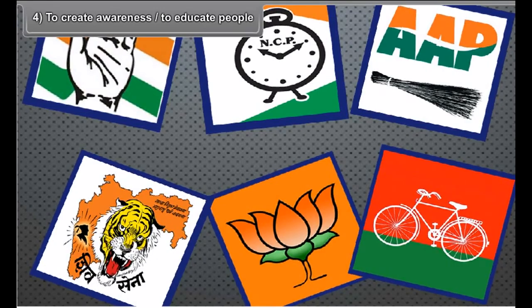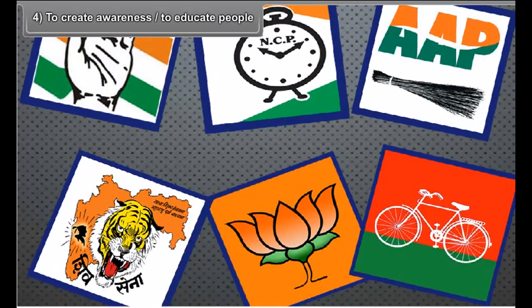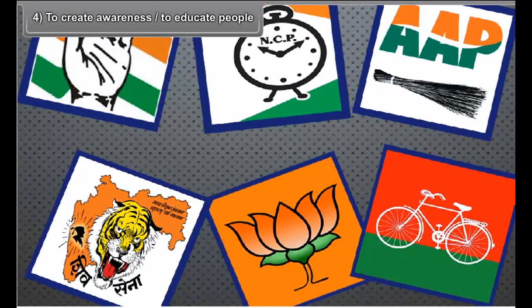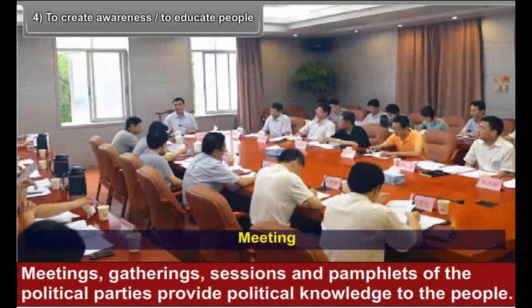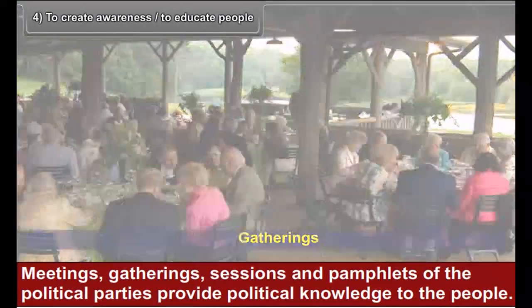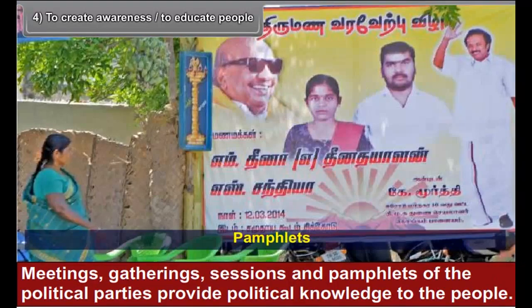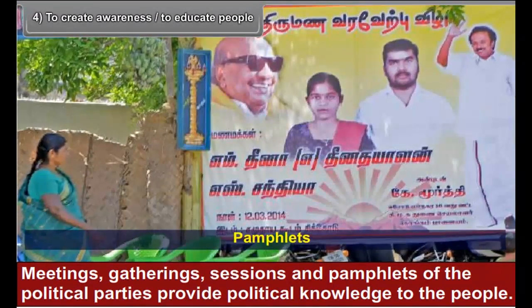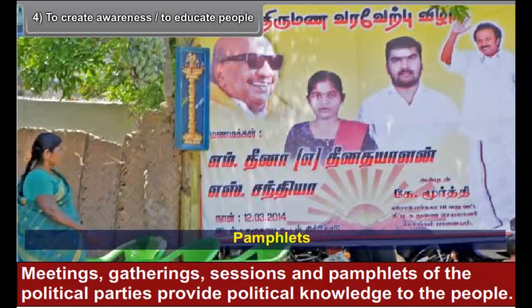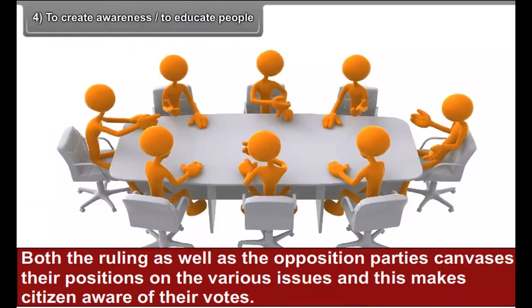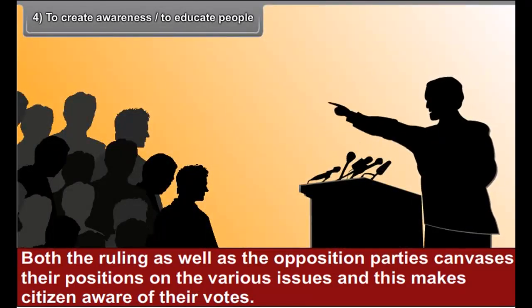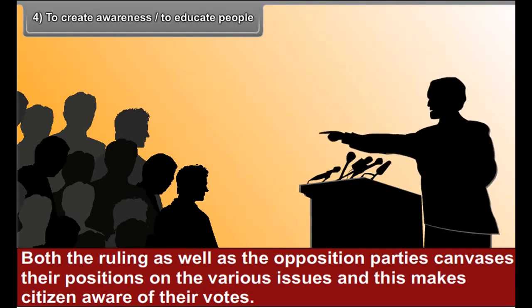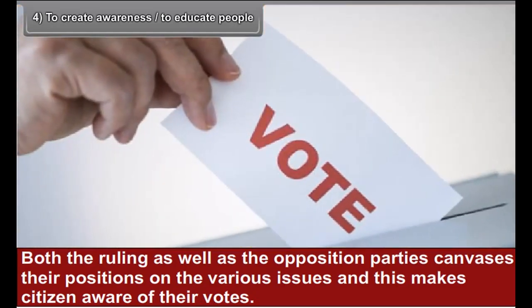Fourth, to create awareness or to educate people. Parties provide access to government transactions, meetings, gatherings, and sessions, and pamphlets of the political parties provide political knowledge to the people. Both the ruling as well as the opposition parties canvass their positions on the various issues, and this makes citizens aware of their votes.